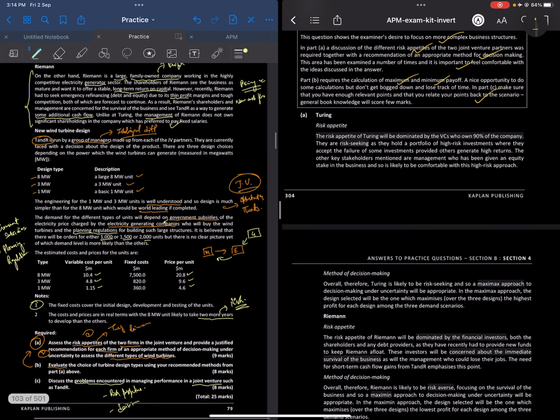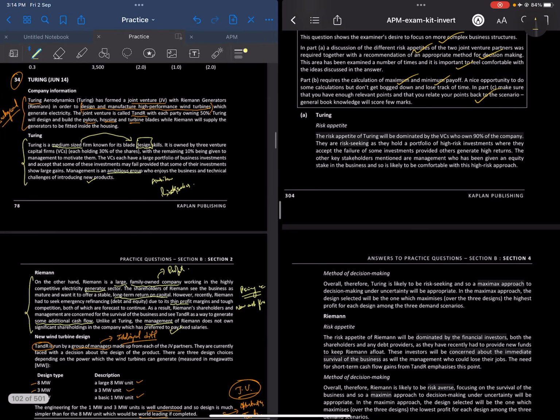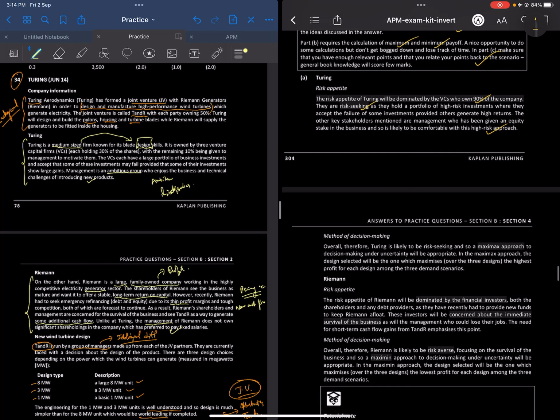For Turing, what is it? So they are a bit of a risk seeker, right? So the risk appetite is basically dominated by who? So basically VC have 90%, so they are risk seeking as they hold a portfolio of high risk investments where they accept failures as well. The other stakeholder mentioned, management, have an equity stake in the business, so are more likely to be comfortable with the high risk approach, right? So that's the risk appetite.